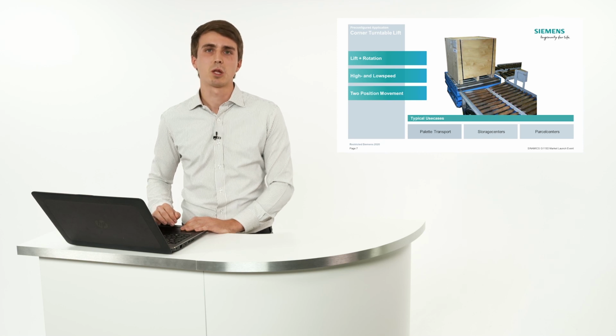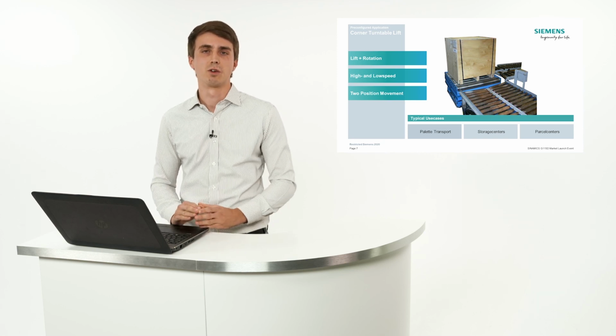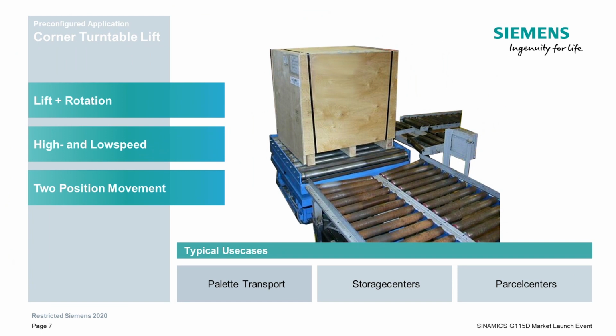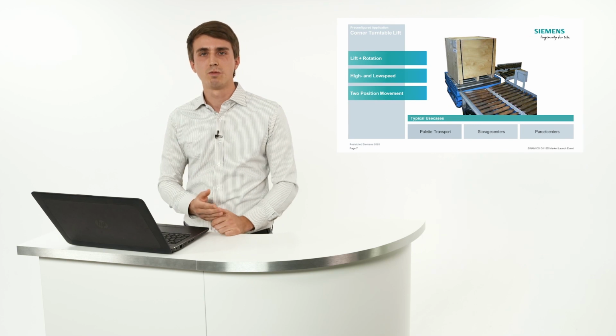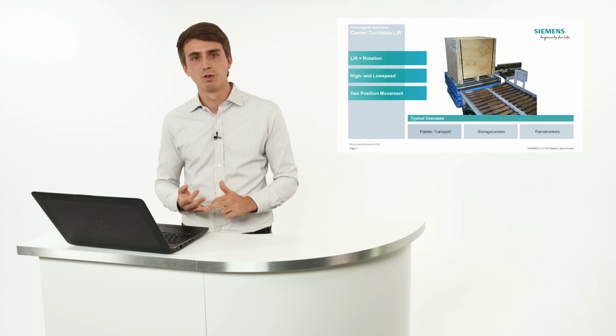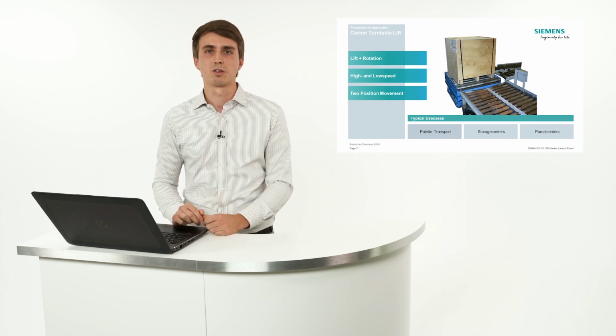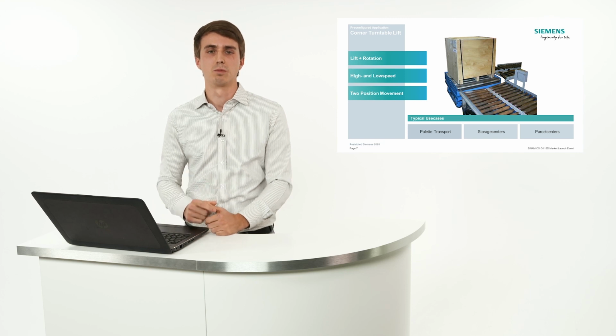Another preset application that is pretty similar to the turntable is the Turntable Lift, which combines the function of the turntable of rotating goods with the lift motion. This is typical for pallet centers, where we move a pallet on a tray or a conveyor, lift it up to somewhere else, and rotate it on another slide. For this, we have the 2 movements, the rotation as well as the lift movement. We also have like a high and low speed switch, and usually we have 2-position movement.